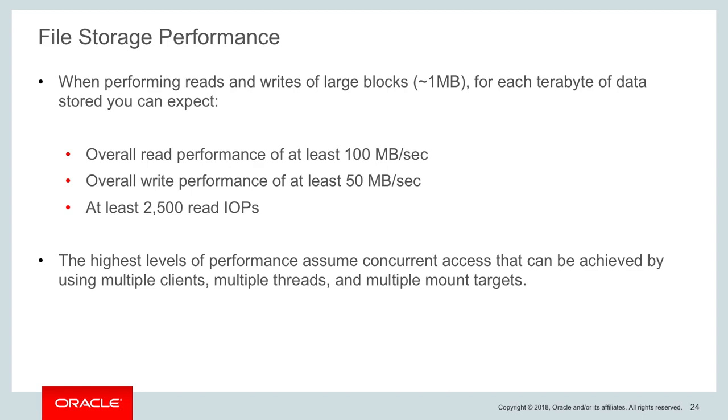I always recommend that you try to run jobs in parallel for FSS, so you can maximize the number of channels connecting to the FSS. If you have mount targets, you can have multiple mount targets to give you better network performance too. That will increase the access and the performance on the FSS.